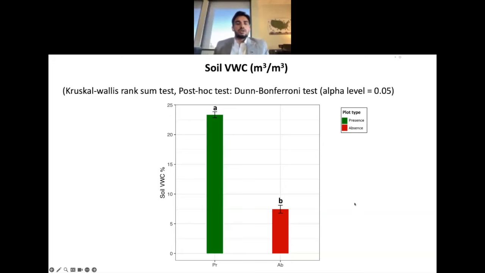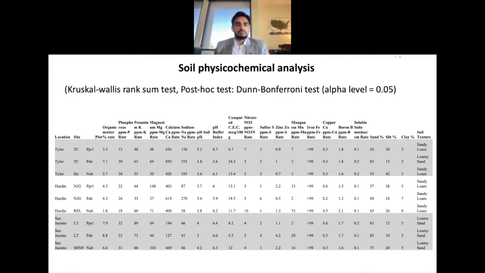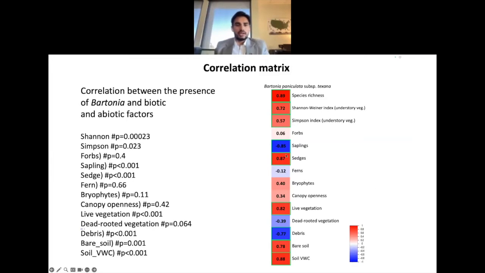So talking about soil volumetric water content, it was around 25% where the species was present, and it was around 7 to 8% where our species was absent. So for the soil physiochemical analysis, sorry for this brutal table, it's very confusing, but we saw no differences in soil physiochemical properties among all sites.